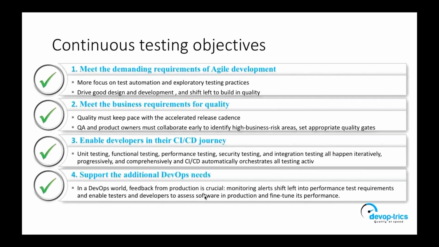And continuous testing should support the additional DevOps needs. As I told you earlier, in traditional testing, once we hand over the software to the ops people and they take it to production, we almost forget about testing, or we are not in touch with what is happening in the system. But in DevOps, everything begins there. Once it is deployed, as quickly as possible, we have to monitor the production environment and get a lot of feedback.